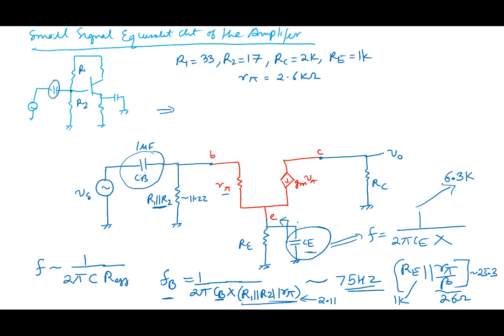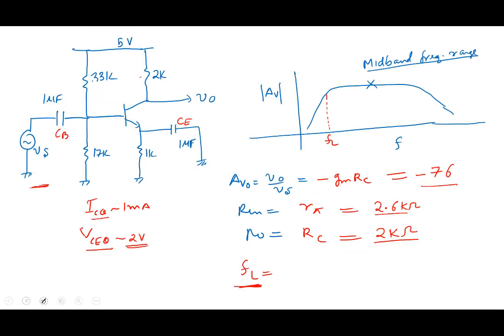Okay, all right. So then FB is 75 hertz and FE is 6.3 kilohertz. So what is going to decide my lower cutoff frequency is this higher value, 6.3 kilohertz. So we get FL equal to 6.3 kilohertz, the lower cutoff frequency. So we found out gain, input resistance, output resistance, and we've also found out FL equal to 6.3 kilohertz.